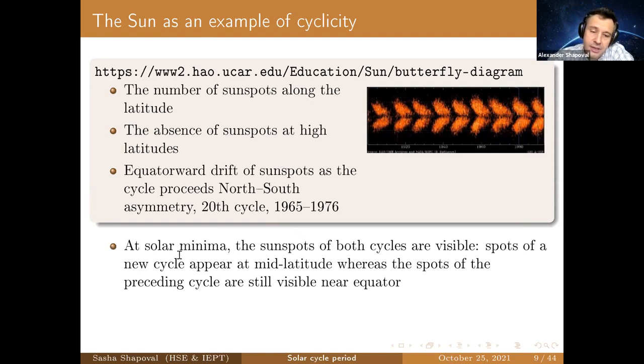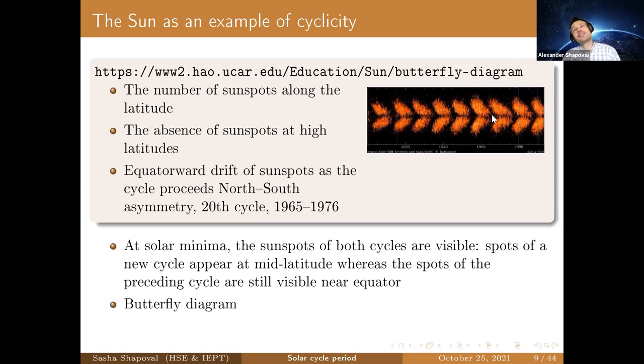And interestingly, frequently at solar minima, the sunspots of both cycles are visible. Solar minima means that the solar activity is at its minimum. And during the minima, the sunspots of both cycles are visible. Spots of a new cycle appear far from the equator, like here. And at the same time, you see the sunspots close to the equator, and they are the sunspots of the ending cycle.